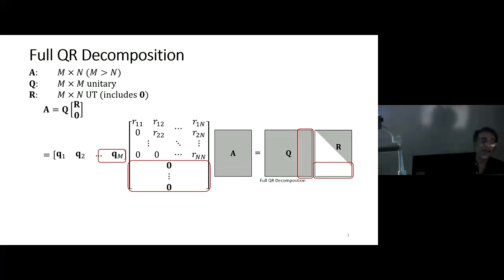They're just there so that we have a unitary matrix Q. Okay, that's in full QR decomposition, but they are kind of redundant for computational purposes. So that brings us to this. What if we just get rid of this part and this part?